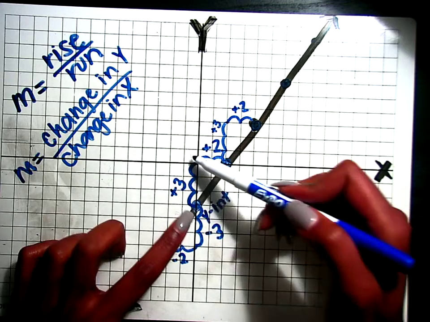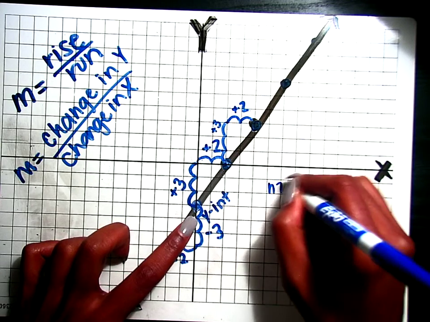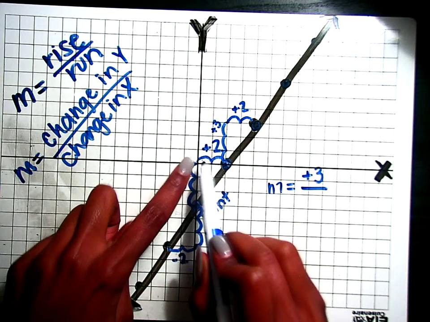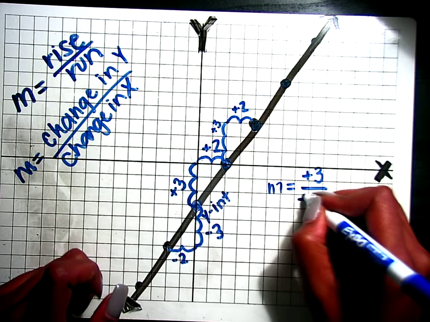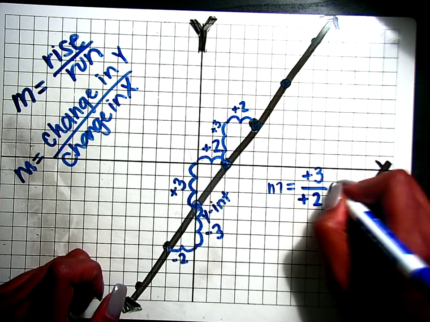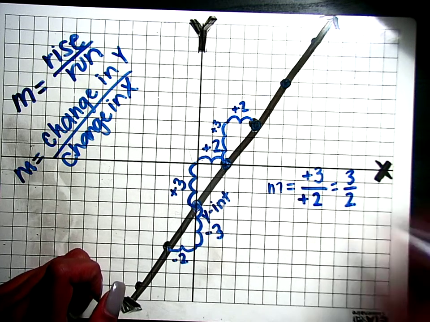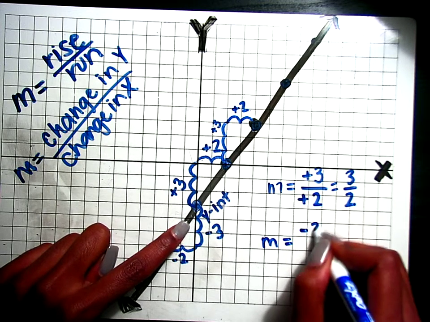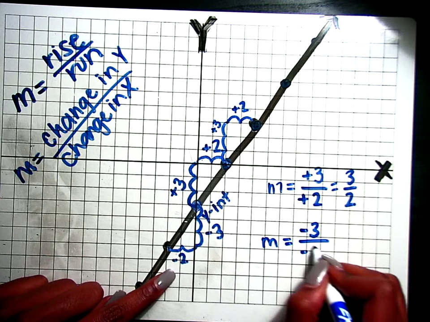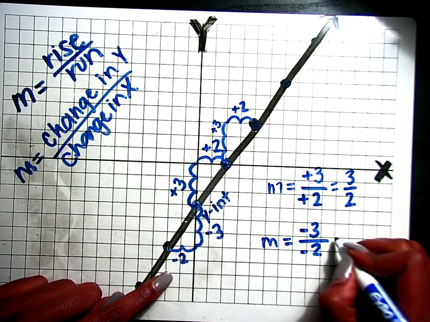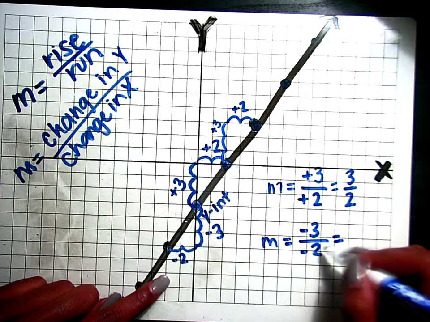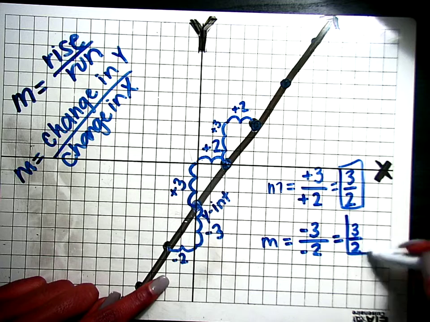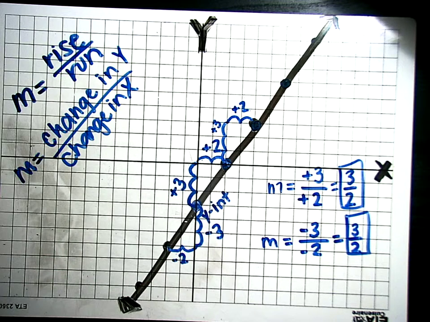So here we went up 3, so our change in y was +3 over our change in x, which was a +2. So that is equal to just 3 over 2. Now here, we went down 3, and then we went to the left 2, which is -3 over -2, which equals 3 over 2. My slope is constant.